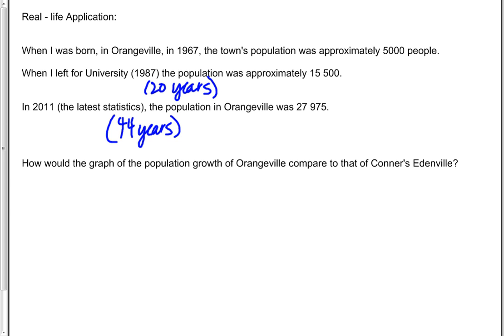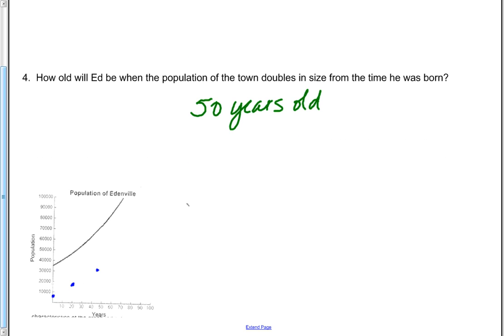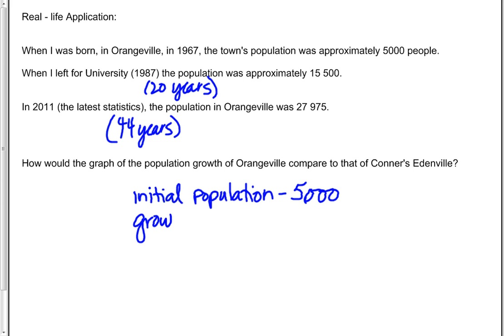How would the graph of the population growth of Orangeville compare to that of Connor's Edenville? Well, the population growth rate changed over the years, so it isn't a perfect graph. It was doing this, and then it did a sort of different swoop. So it's not a perfect exponential graph, but if we just kind of average those two, the initial value is quite a bit different. It was 5,000. But the growth rate of Orangeville, rather, my growth rate's been huge. The growth rate of Orangeville is quite a bit steeper or larger.